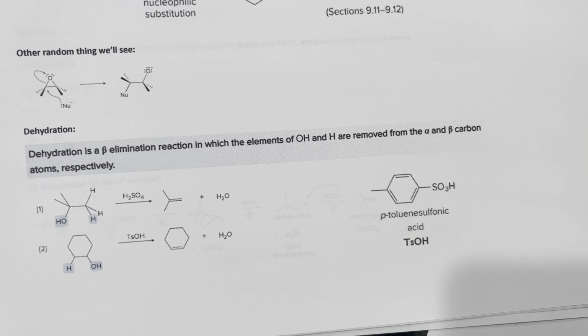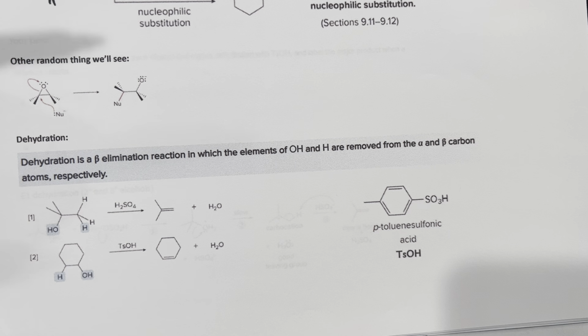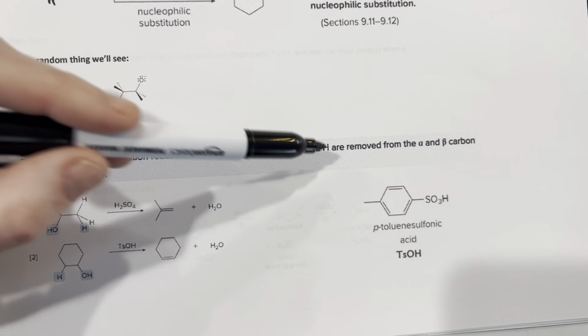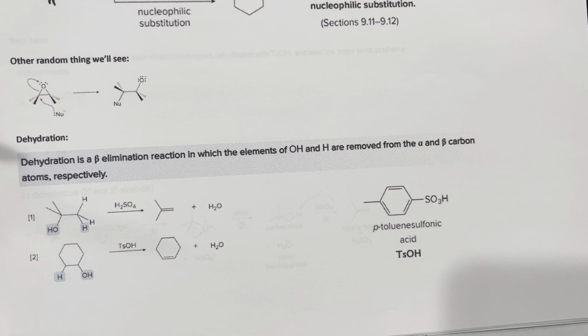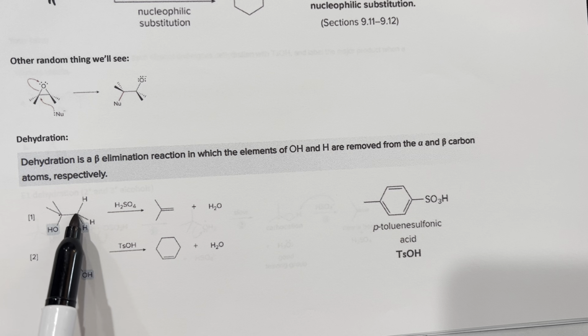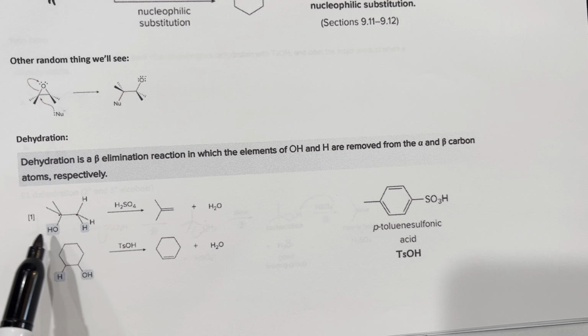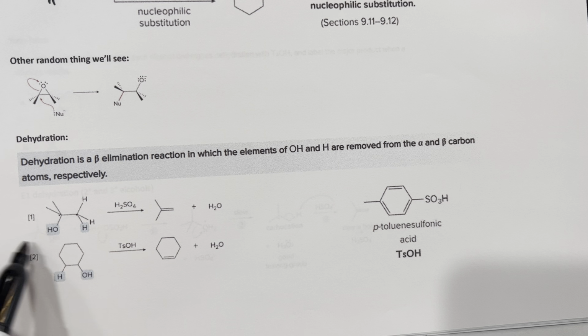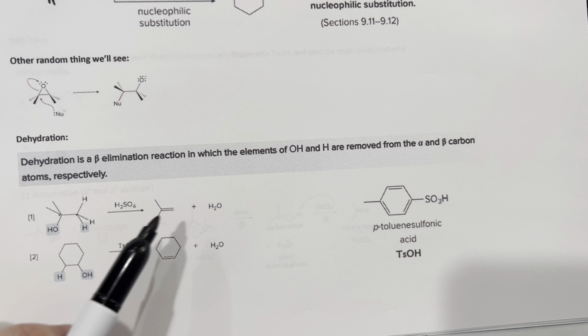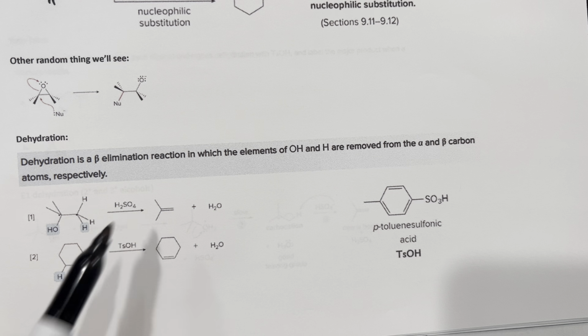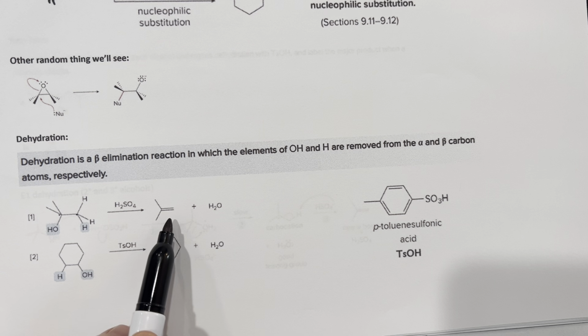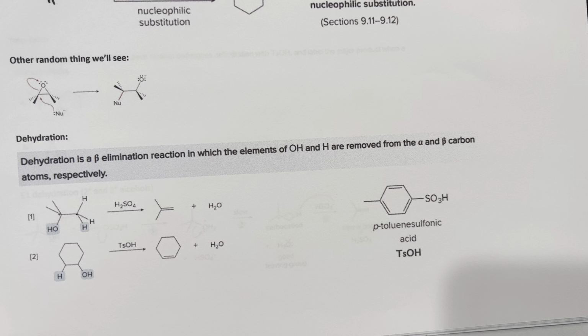So dehydration is a beta elimination reaction. It's very similar to what we've already been doing, in which the elements oxygen, hydrogen, and hydrogen are removed from the alpha and beta carbons respectively. So no different than what we're used to. Here we have just some kind of alkane. You react it with H2SO4. Once again, what's going to happen is the alcohol is going to grab the hydrogen, making it a good leaving group. And then the hydrogen can be grabbed by something else, usually the remainder of this, and it will result in an elimination reaction in a double bond. Same thing here.